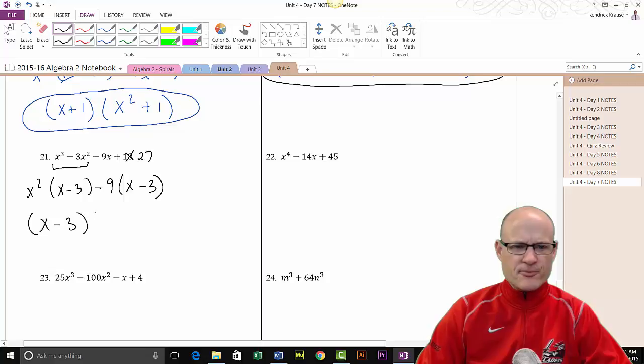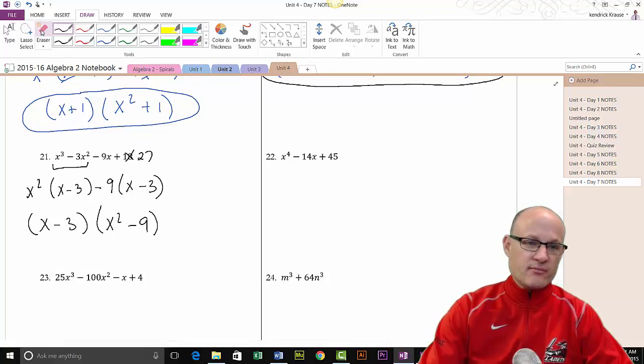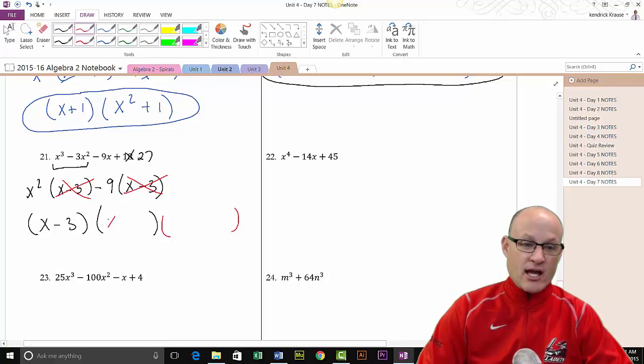I think I've already printed these, so x squared minus 9. Oh, wait a second. I didn't need to write that. I realized that, hey, this comes out. I'm left with x squared minus 9, and that is x plus 3, x minus 3. Maybe you recognize it, maybe you don't.